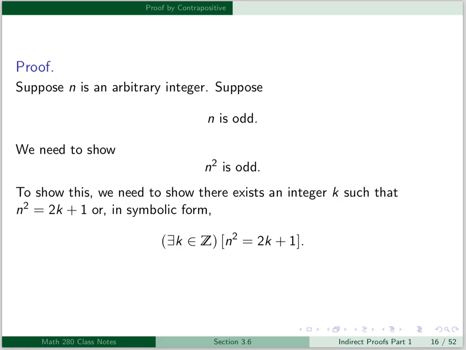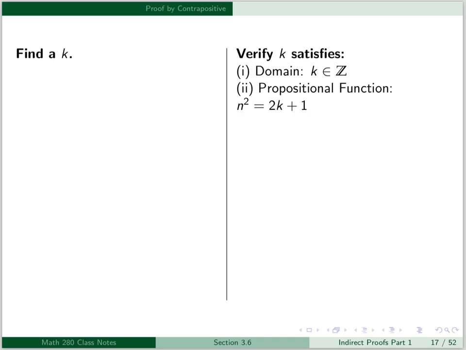To show this, we need to show there exists an integer k such that n squared is equal to 2k plus 1, or in symbolic form there exists a k in Z such that n squared equals 2k plus 1. So now we're proving an existential statement. So we'll set up our two columns for an existential proof.